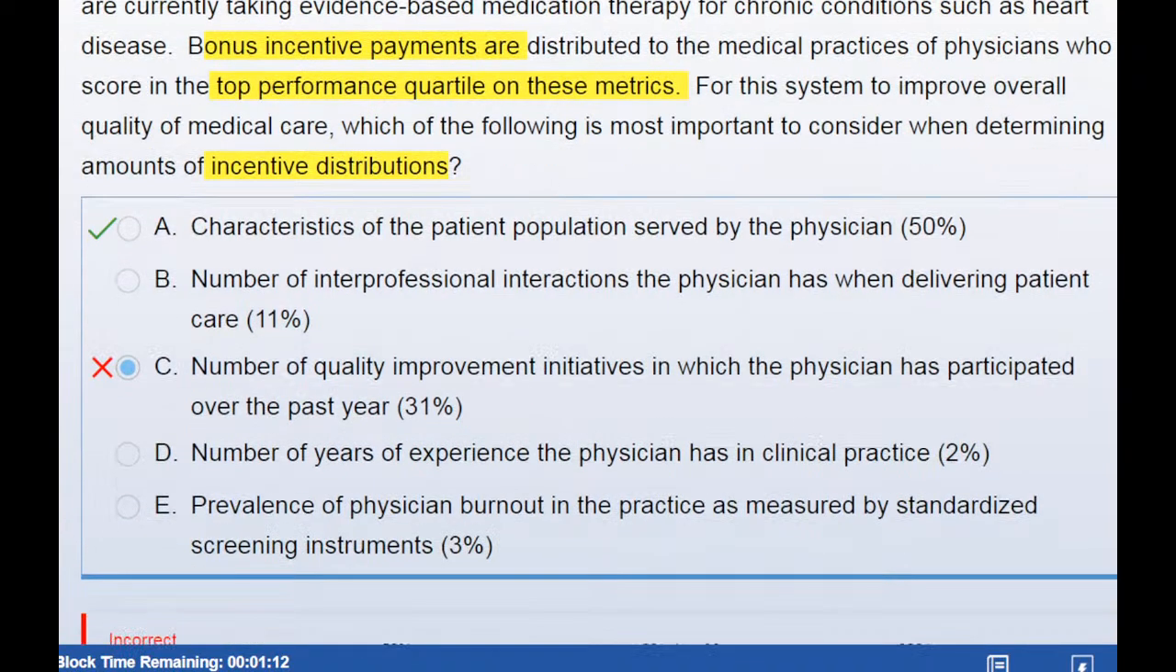A. Characteristics of the patient population served by the physician. For this system to improve overall quality of medical care, which of the following is the most important to consider when determining amount of incentive distributions?